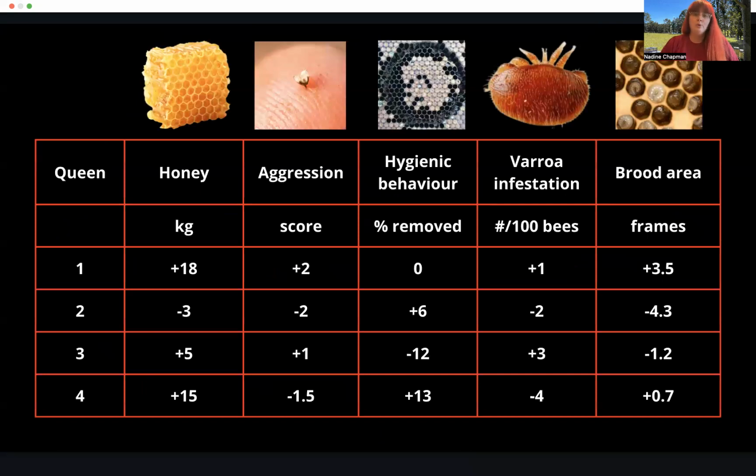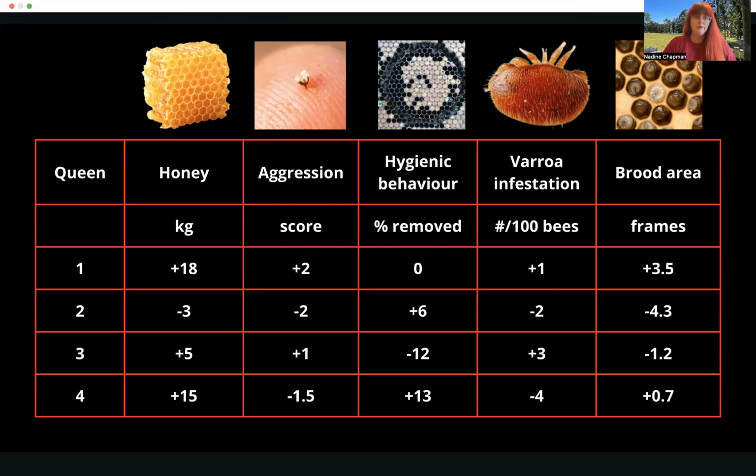Now, what we do with all of this information is we put it into the database and then we analyze it. And the database will spit out estimated breeding values. And that gives you the genetic merit of each queen. And here I've given some example estimated breeding values for 4 different queens. And I've chosen 5 different traits. And these are just to give you an idea of the different methods that are available for measuring traits.